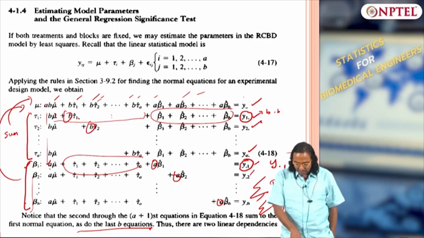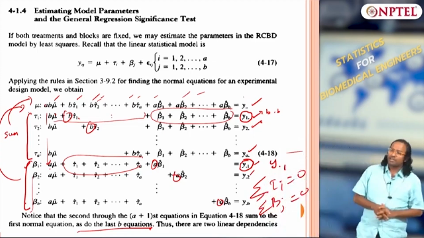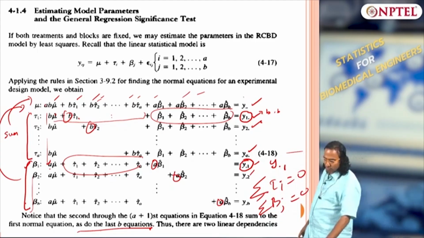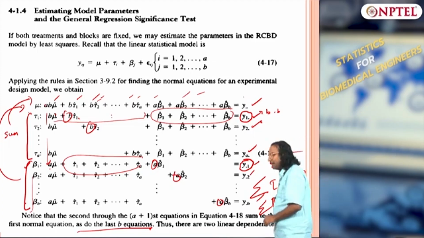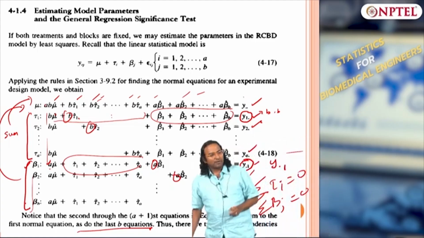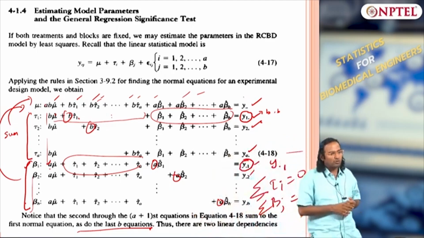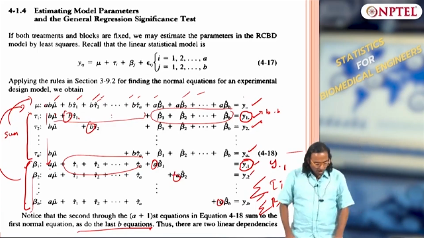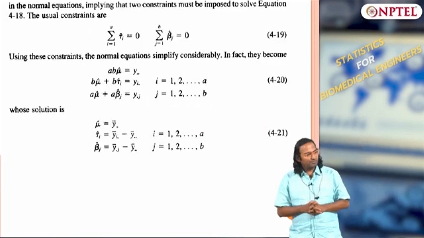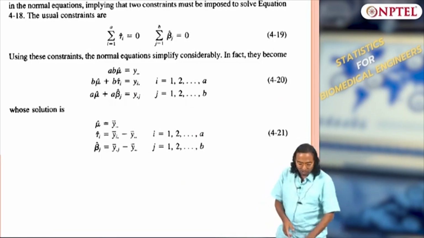Once you understand that, you have all the normal equations ready. Of course all these normal equations are not independent, you have 2 dependencies. If you sum the beta block you get the first equation, and if you sum the tau block you get the first equation. So there are 2 dependencies, and therefore you add 2 more equations, which are summation of tau i equal to 0 and summation of beta j equal to 0, and therefore there are A plus B plus 1 independent equations. You can solve all these A plus B plus 1 equations to get the solution, okay.